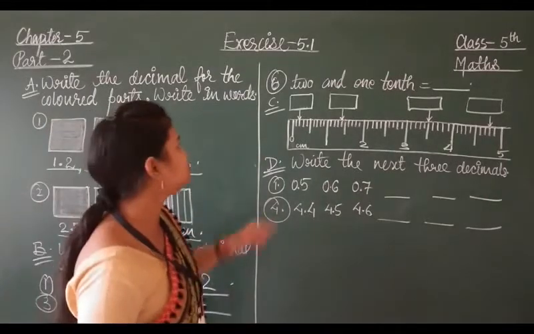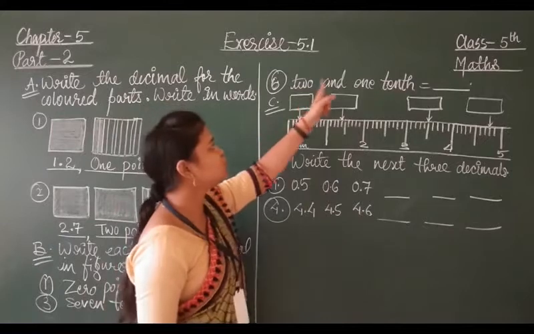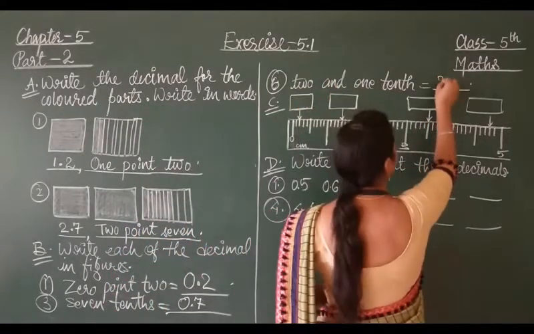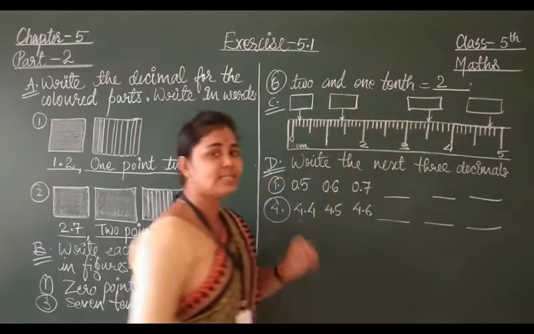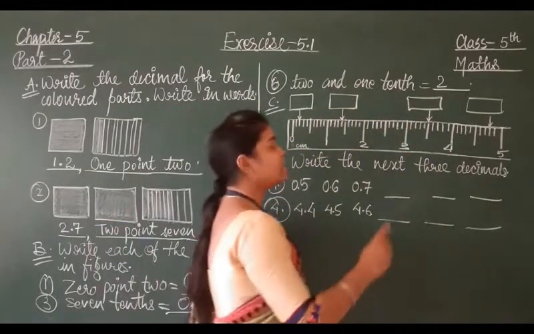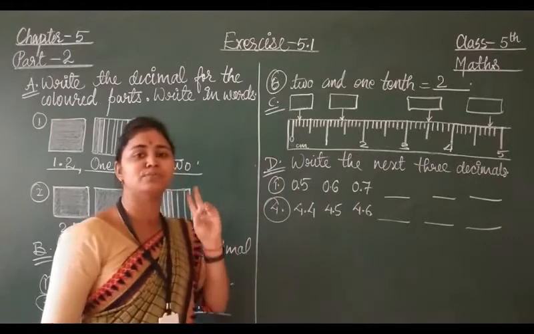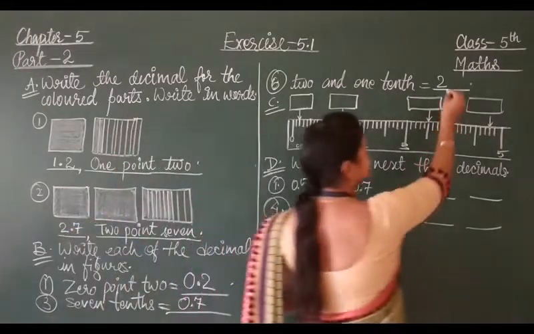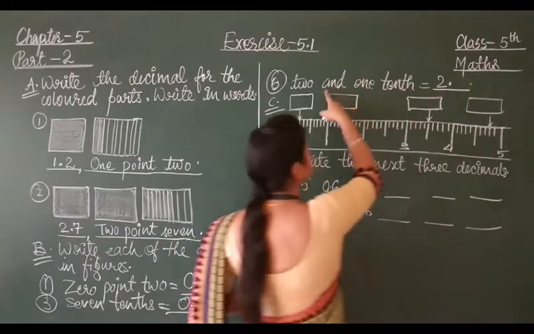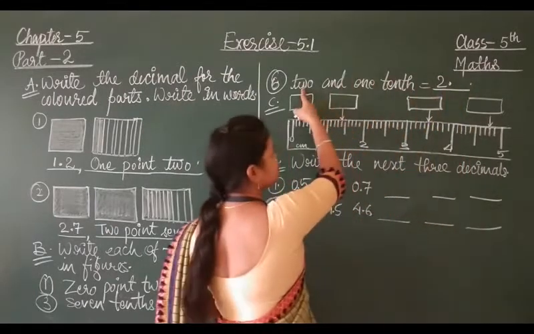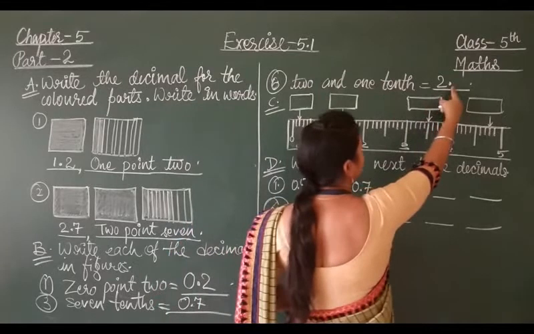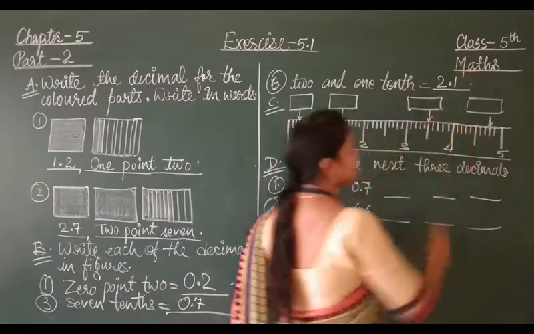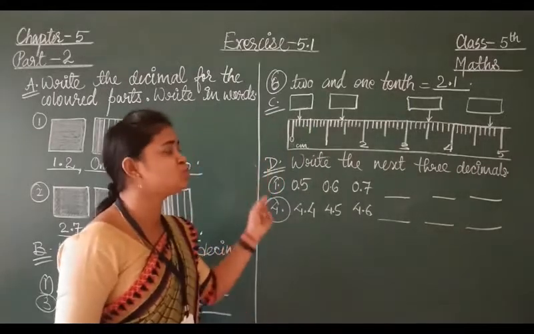Okay, now moving to the sixth number. 2 and 1 tenths. So simply students we will write 2, and we have to put a dot. As I have told you, there are 2 types of reading or writing the decimal numbers. And means point. This is 2 and 1 tenths, which means 1 in the tenths place, so 2.1.